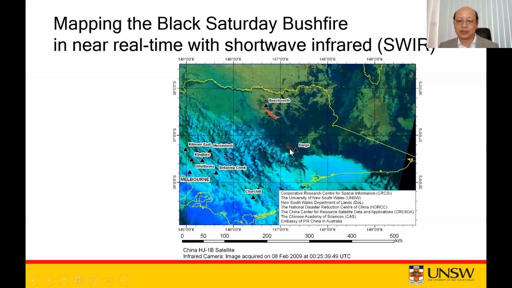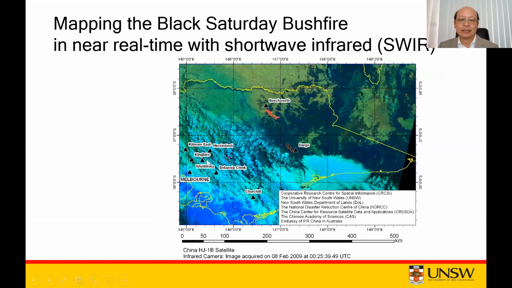For experienced people, this one has been contained. That one is still out of control. Very obvious. This is the beauty of satellite imagery. And by the way, this is shortwave infrared. Something that perhaps is not that obvious is what we need to look at here.